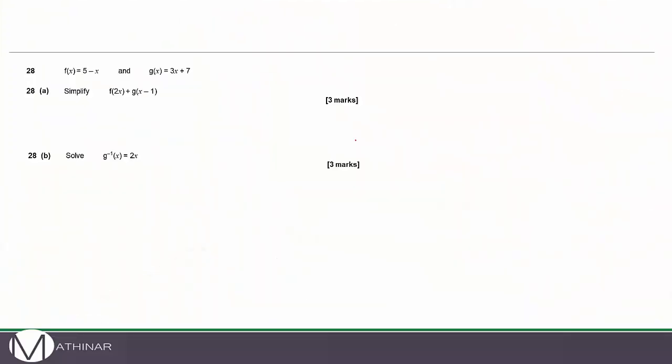Question 28. f of x is equal to 5 minus x, and g of x is equal to 3x plus 7. Simplify f of 2x plus g of x minus 1. Okay, so what does f do to its input? Well, it does 5 minus the input. So we're going to have to work out the value of f of 2x to begin with. So f of 2x is just going to be 5 minus 2x.